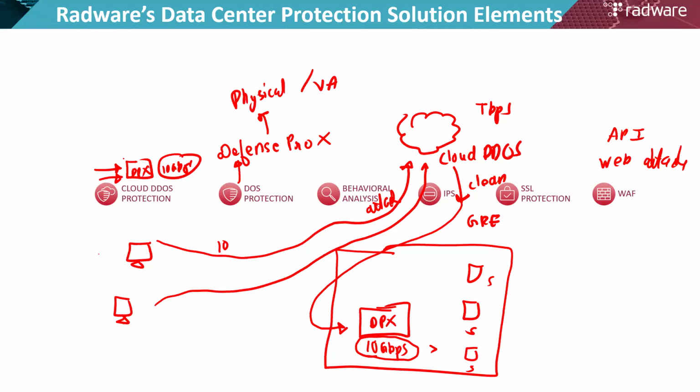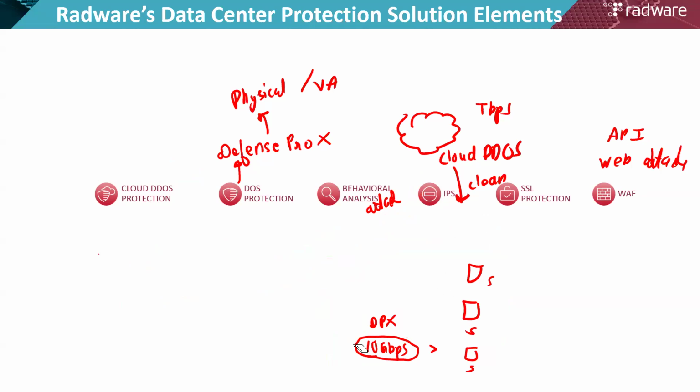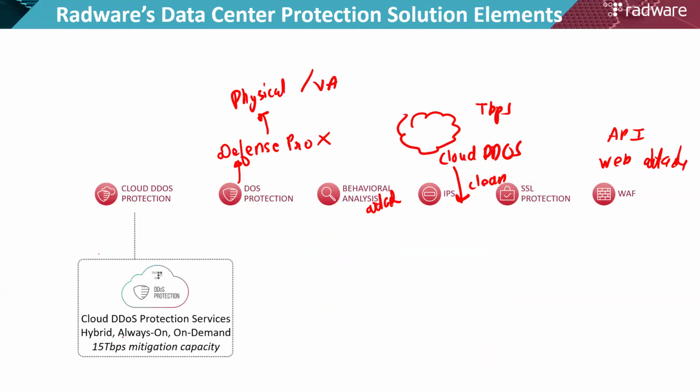Then the cloud will basically clean the traffic and send the clean traffic to your local network. So that is your cloud DDoS protection. There are multiple deployment modes when it comes to cloud DDoS. You can deploy always on. That means it will basically forward the traffic all the time to the cloud DDoS.